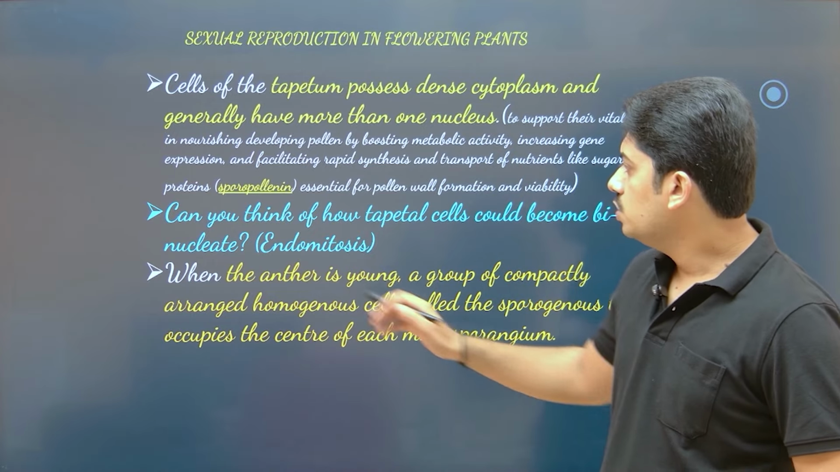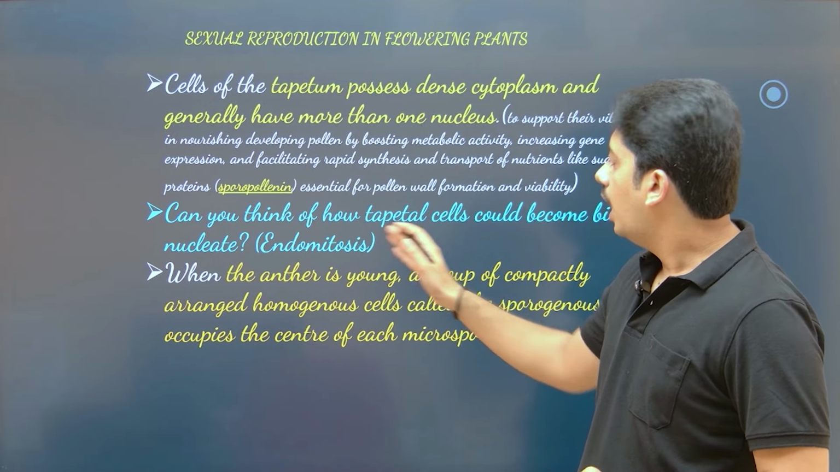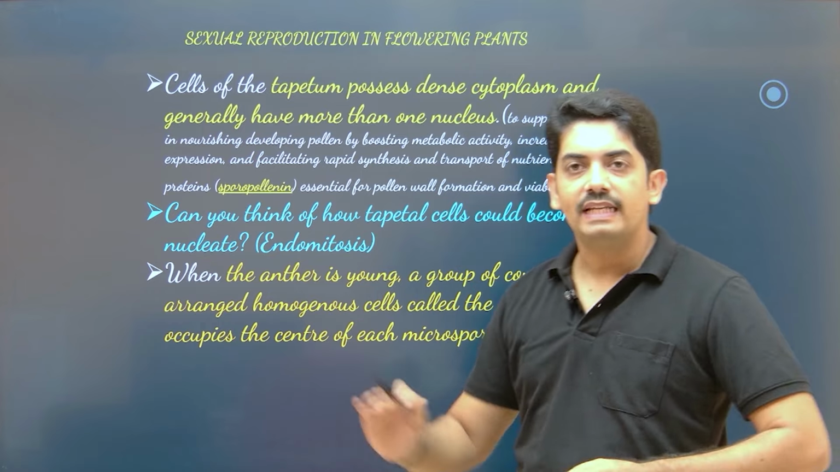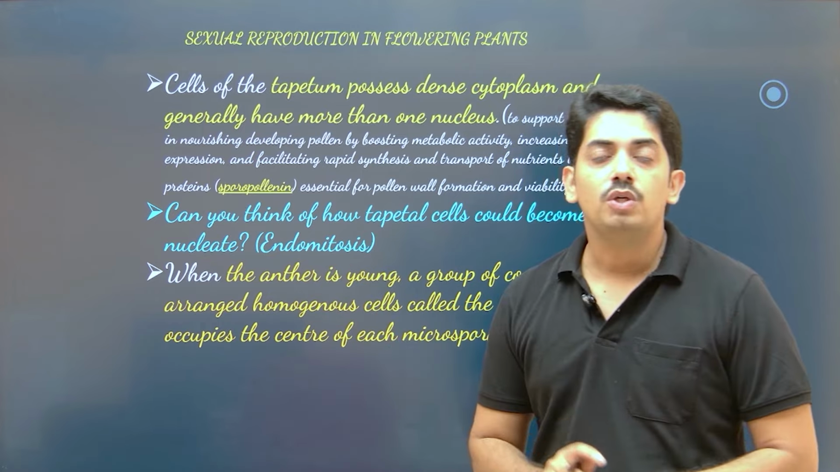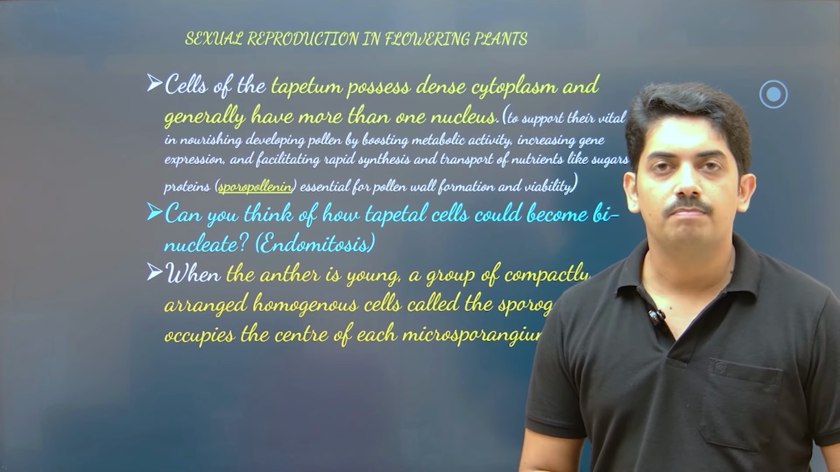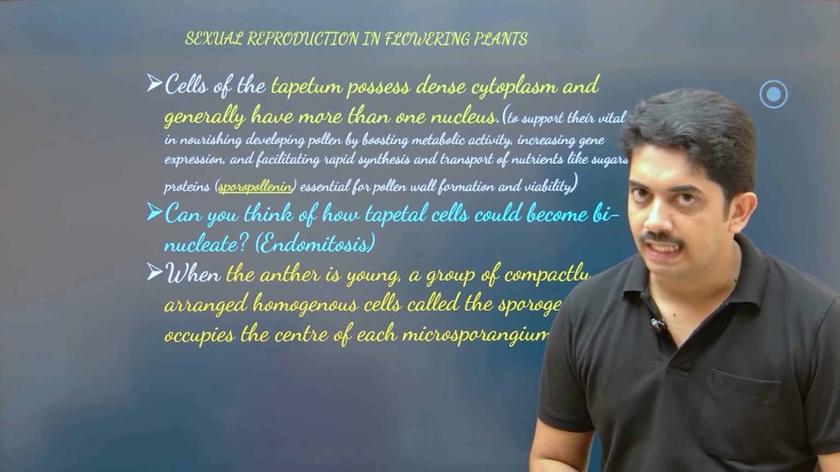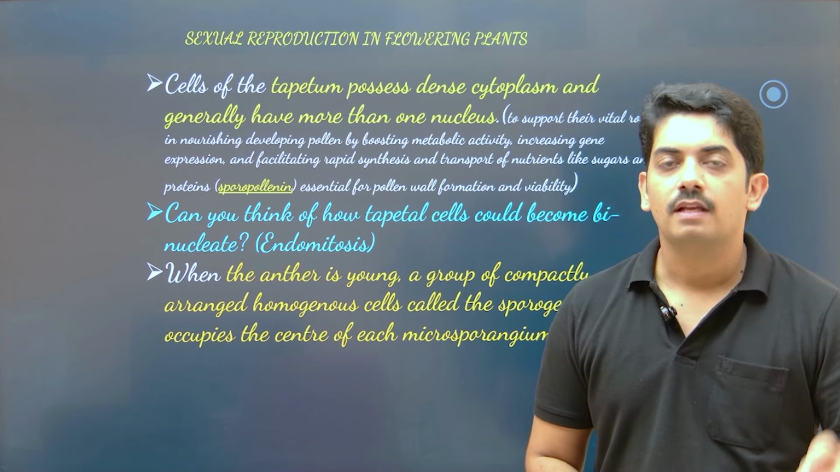Okay, so can you think of how a tapetal cell could become binucleate? Sometimes they will ask this question. So this is mainly because of endomitosis. Very important. Here mitosis takes place, the nucleus undergoes duplication, that means karyokinesis takes place, but it is not followed by cytokinesis. If cytokinesis takes place, this will become two cells, but it will remain as a single cell that has two or more nuclei. That is possible mainly because of endomitosis.